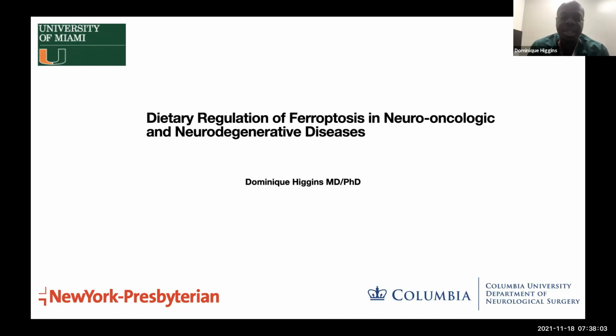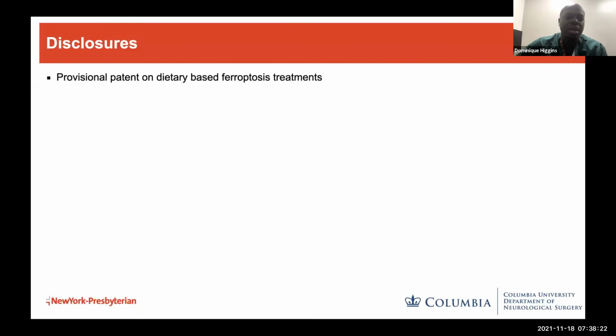So good morning. I'm Dominique Higgins. I'm one of the neurosurgery fellows with Dr. Komatar, Dr. Ivan, the Brain Tumor Fellowship. I'm going to talk about some of my research from residency at Columbia, looking at dietary regulation of ferroptosis in neuro-oncologic and neurodegenerative diseases. I have one disclosure, a provisional patent based on some of this research, no financial conflicts.